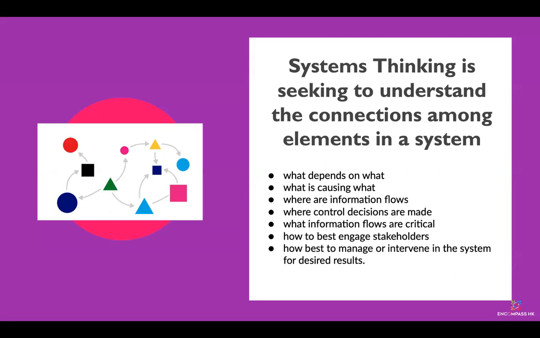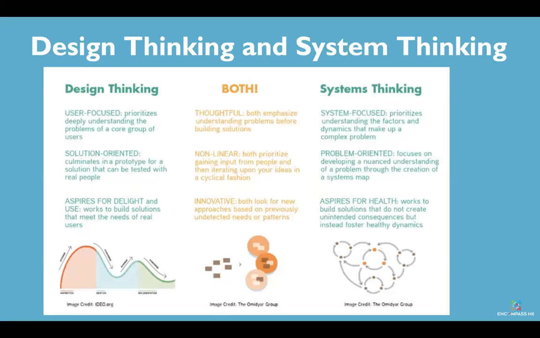We look at, for example, a causal map, and I'll give you an example in a moment. So what actually depends on what, what is causing what, how is information flowing to each other, and all that. I don't know how many of you have listened to my last talk on design thinking. I think design thinking is also one of the very popular approaches these days.